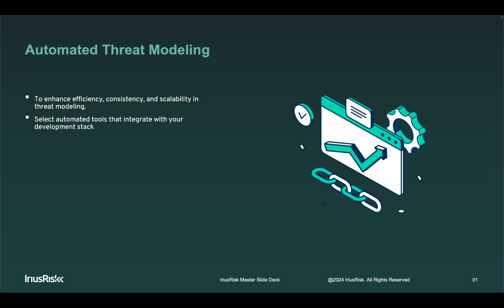Automation enhances the efficiency, consistency, and scalability of our threat modeling efforts. It's crucial to choose tools that integrate smoothly with our existing development stack. This integration allows us to streamline processes, minimize human errors, and ensure that our threat models are updated in sync with our systems.